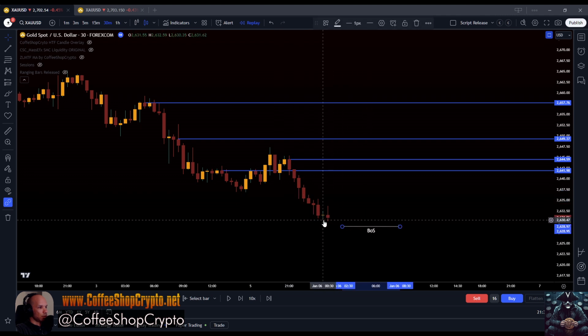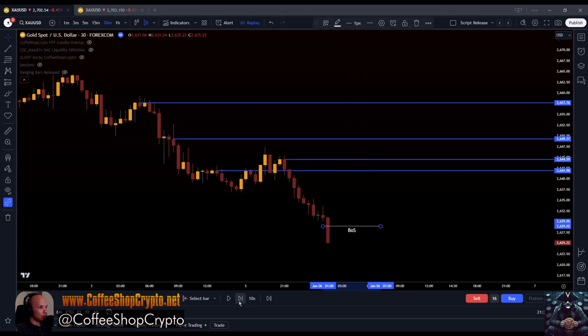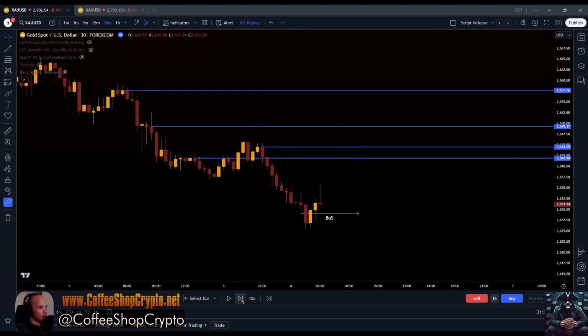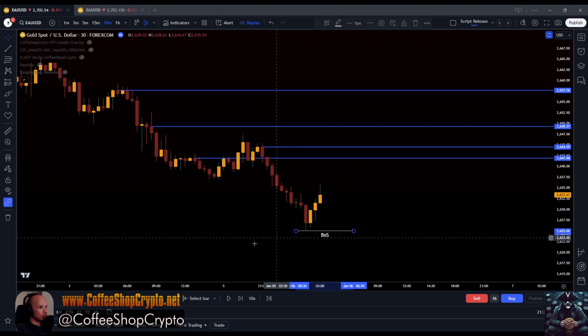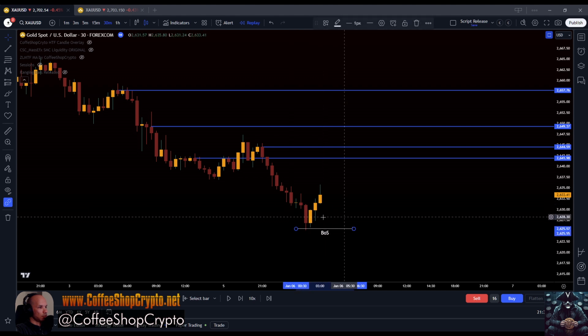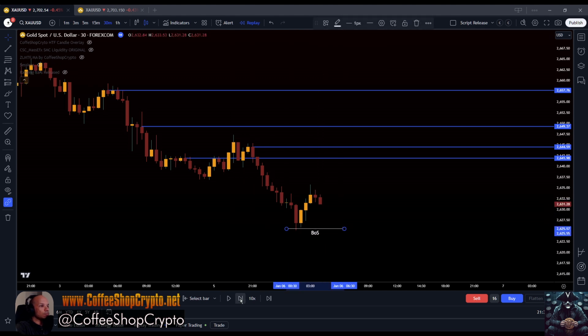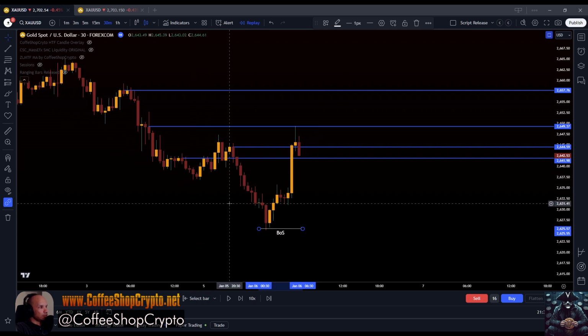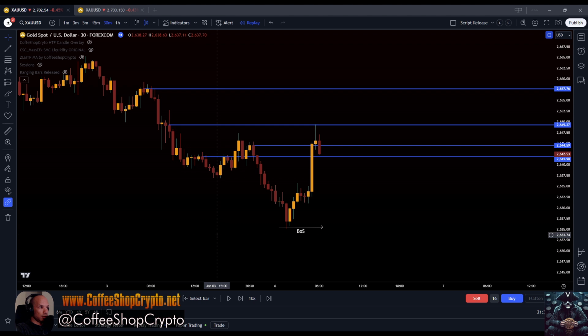Looks like the market is slowing down again over here. Let's see what happens. Okay, so we get a little structure down here. Yeah, a little structure right there. We're going to see if the market pulls back into that as well. I don't know if this B wave is done yet. No.